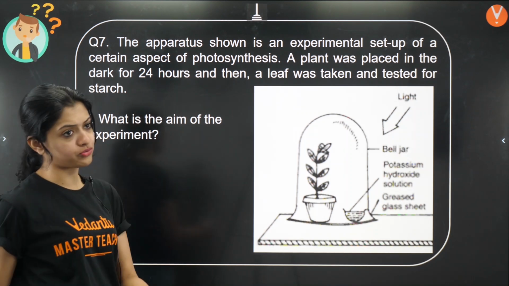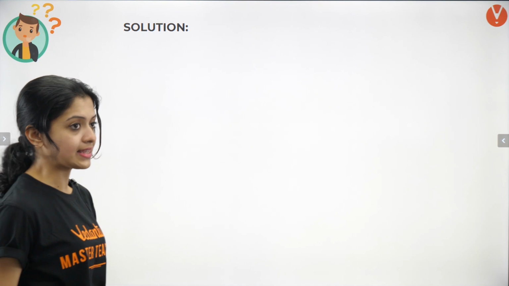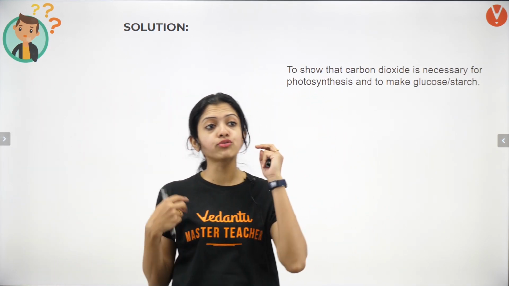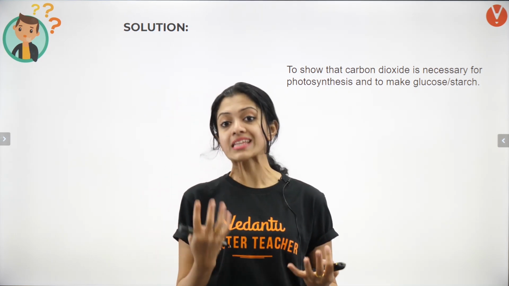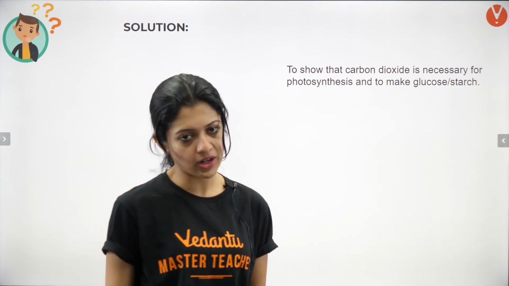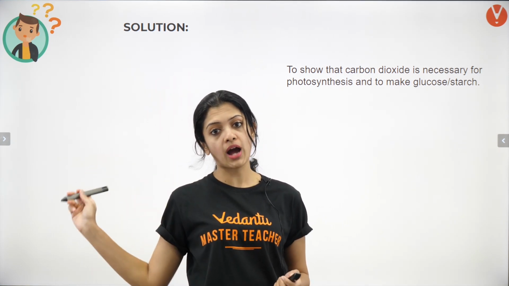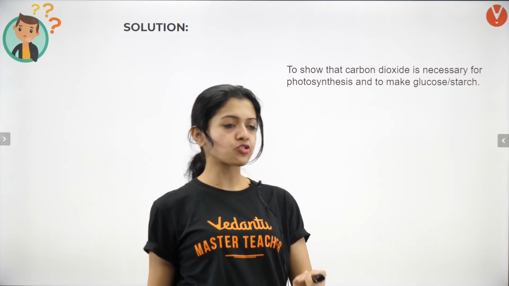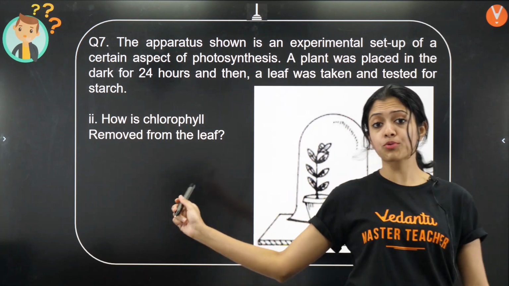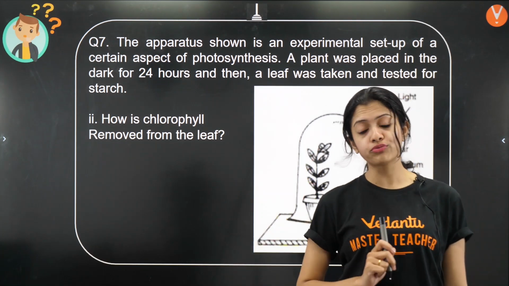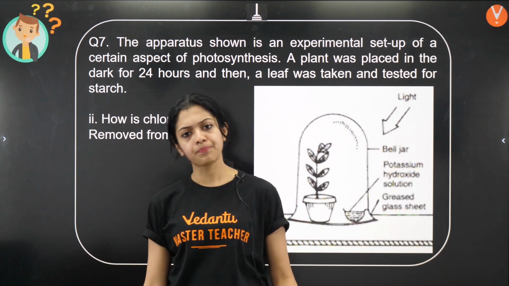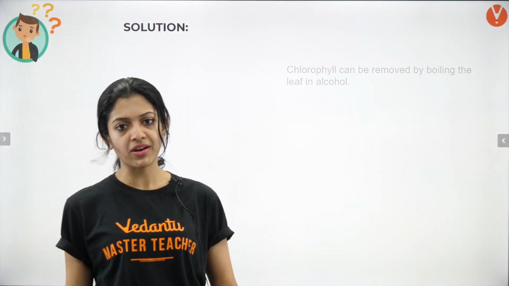What is it trying to prove? There we go. The answer is to show that carbon dioxide is necessary for photosynthesis, which means it's necessary to make glucose and ultimately starch in the plant body. So importance of carbon dioxide is what we are trying to prove there. Now next sub question, the same main one, the sub question is different. How is chlorophyll removed from the leaf? How do you think we do that? Yes, we've been talking a lot about this, right?